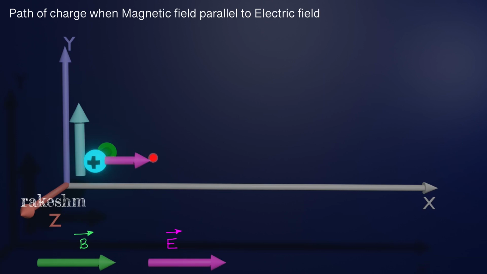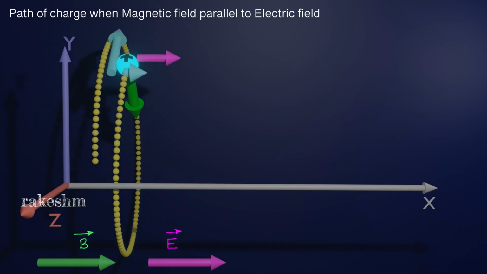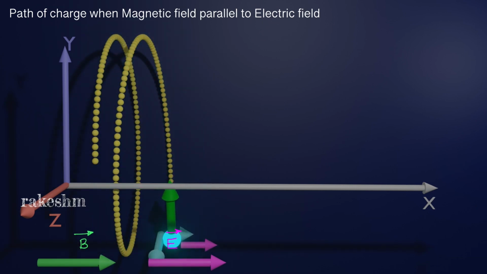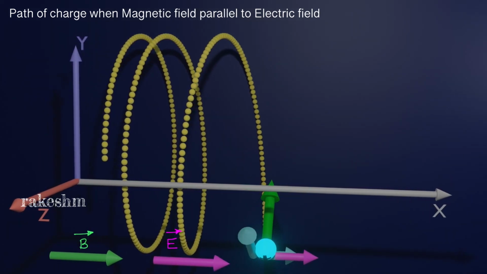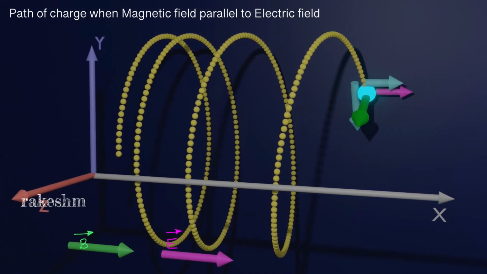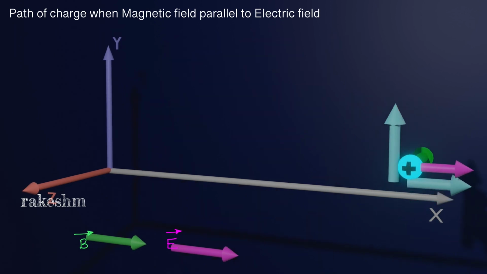The pink vector that you see here is the electric force and the green vector that you see here is the magnetic force. I want you to take some time, think and visualize how the path of this particle will be. I will play the schematic now and check if you have got the correct answer. Let me play the schematic once again.